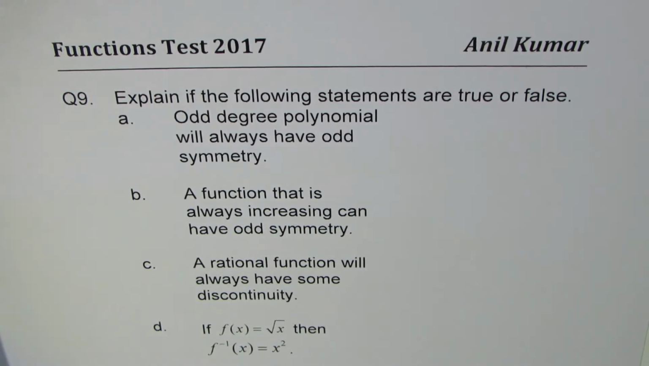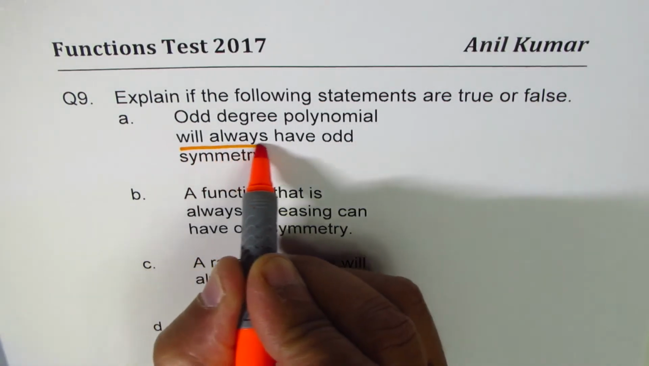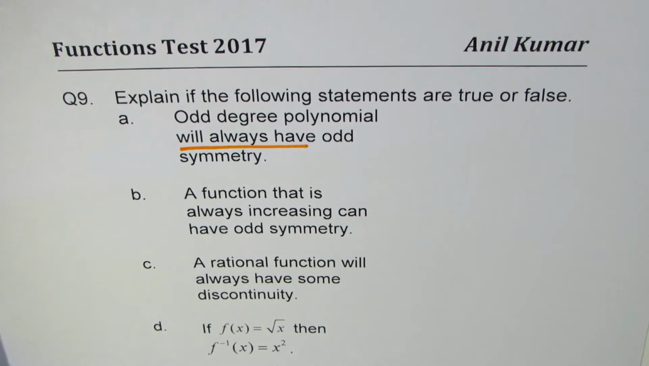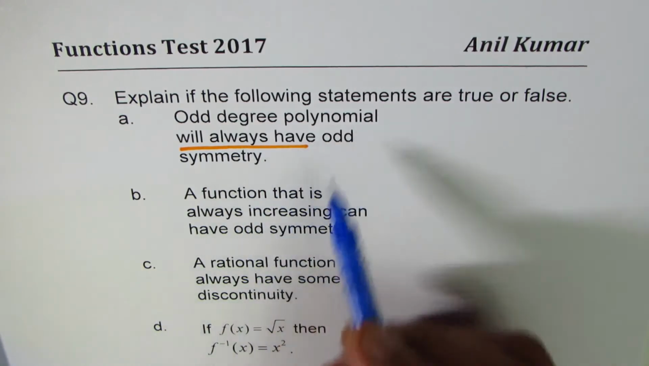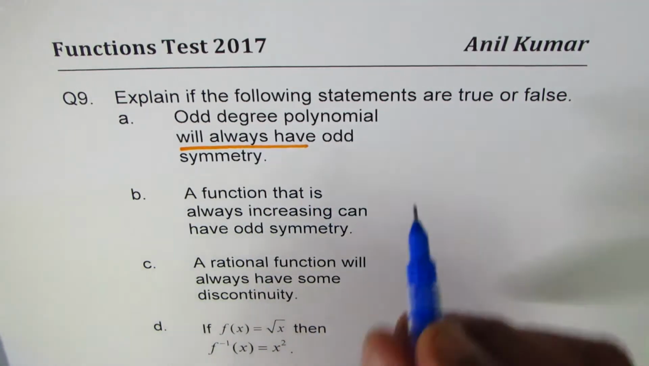We'll give counterexamples for showing that the statement is false. We may give examples for also showing that they are true. A. Odd degree polynomial will always have odd symmetry. The condition here is "will always have", right? If I give you one example which will not have odd symmetry, that means this is false, right?